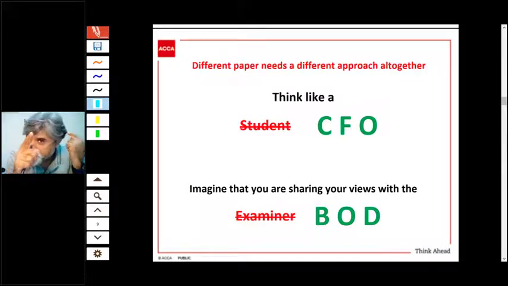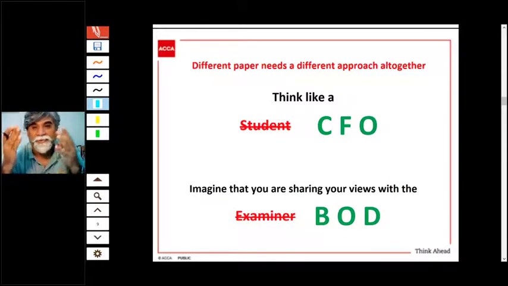But if you want to pass SBL, stop thinking that you are a student. No, you are not a student. Stop thinking that you are sitting in the exam hall. No, you are not sitting in the exam hall. You are a CFO. You are the CFO of that company, and you are sitting in the boardroom and you are talking to the chairman and the CEO and the marketing director and the HR director and the IT director. So the way you will talk, the points you will discuss when you are sitting in a boardroom like a CFO, this is what you have to write in your answers.